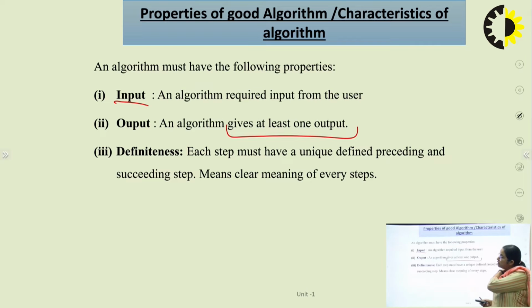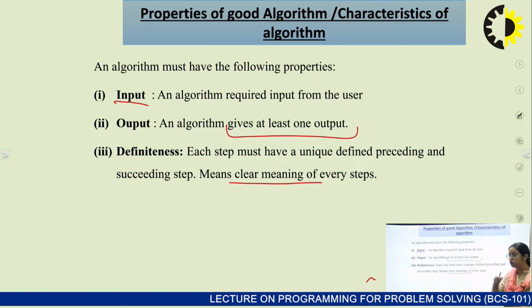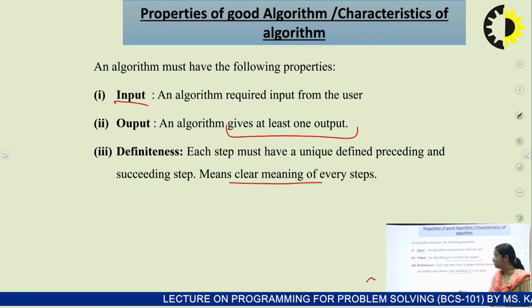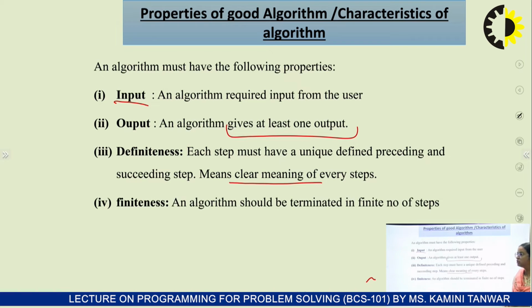Okay. The third property is definiteness. What is definiteness? Definiteness is basically having a unique definition for preceding and succeeding steps. Meaning anything which you are declaring there, the meaning must be clear for everyone. Because if your meanings are not clear, then how will we reach our output? So there must be definiteness in your statements or steps, that means clear meaning of each step. That is definiteness.